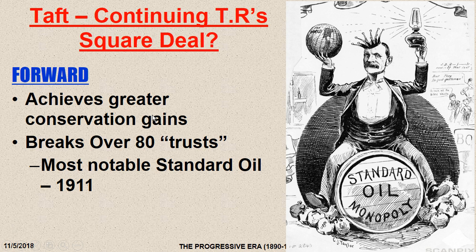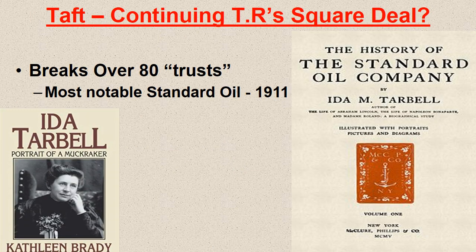Does Taft continue TR's Square Deal? Well, yes, he pretty much does. He achieves greater conservation gains than Roosevelt does, and broke more trusts than Roosevelt does. The most notable is the breaking of the Standard Oil Trust in 1911, which was heavily impacted by, and probably more about, the muckraker Ida Tarbell, who wrote about the history of Standard Oil and their business practices and treatment of workers and all that kind of thing.